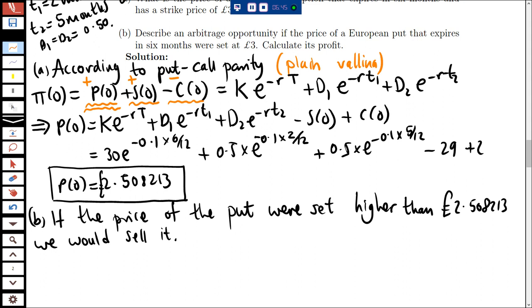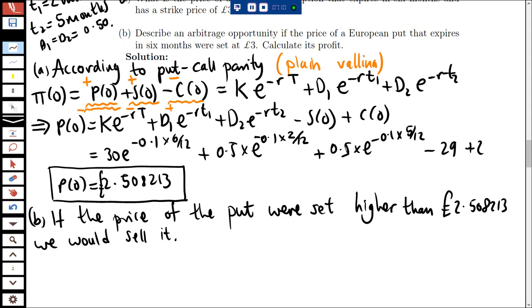So actually what we want in this first term is a negative. And to make everything balance, we should also have a negative for the stock. It needs to move in the same direction. And a plus for the call, so everything moves in the same direction. And we can use this put call parity. So if we're going to short a put, we should also short the stock and buy a call option. That's one way to view it.